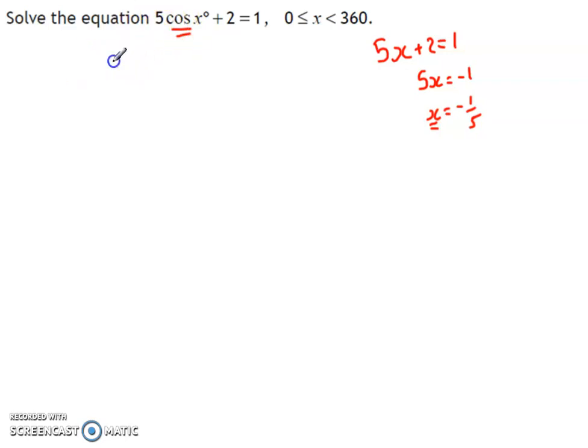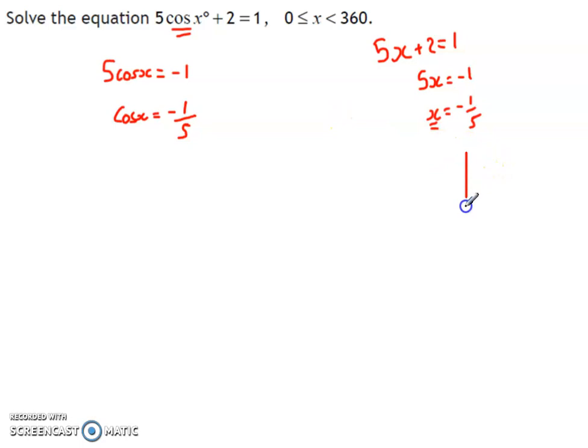So 5 cos x plus 2 equals 1. We'd still do the same first step. So we'd still take away 2 from both sides, and we get 5 cos x equals negative 1. We then divide by 5, same as we did before, and we get cos x is equal to negative 1 over 5. Now we're at this stage, this is where the extra steps come into play. Once we get to here, we need to figure out what solutions we want.